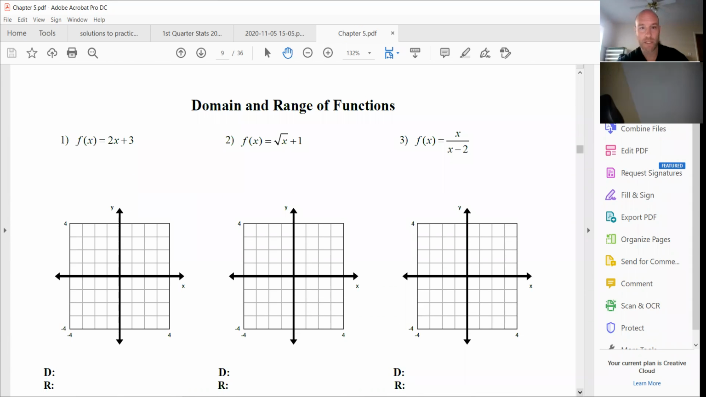Okay, back to some domain and range. Really quickly, that's a line. The domain and range are all real numbers. The domain here, x has to be greater than or equal to 0, but the range is greater than or equal to 1. Here, the domain x can't equal 2. The range y may not equal 1. And so far, we're still at that.